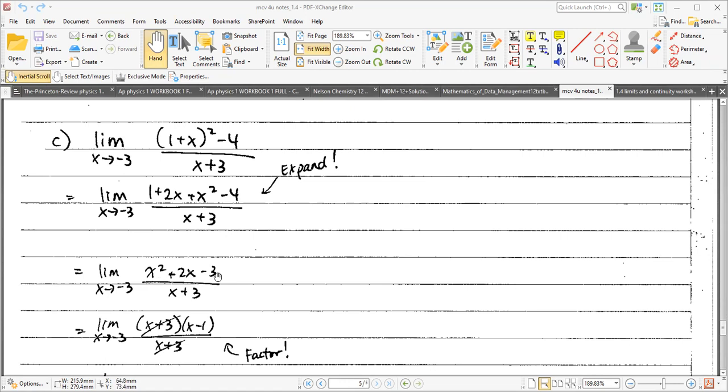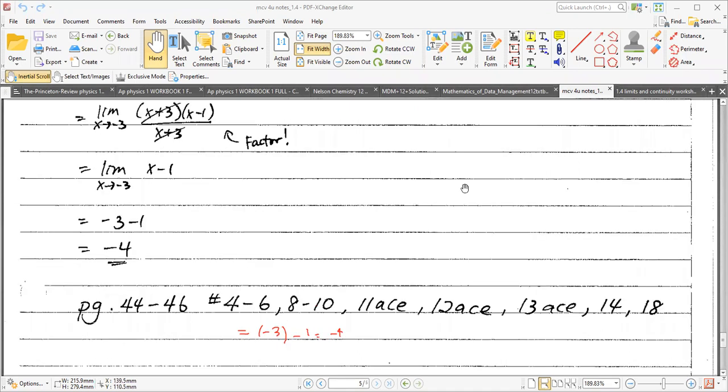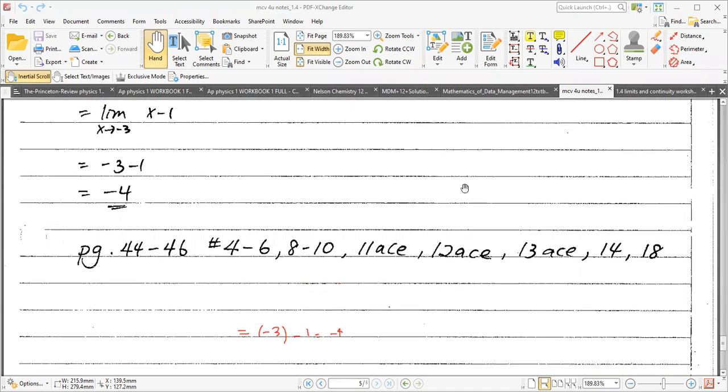Then I write this in factored form, which is (x + 3) multiplied by (x - 1). As you see, x + 3 and x + 3 cancel. Then the problem is solved when you cancel things. Just substitute x = -3. You have -3 minus 1, which is -4. The answer of this limit is -4. That was the last question.